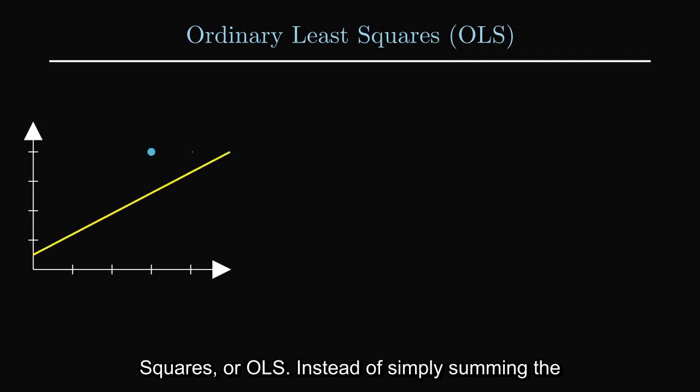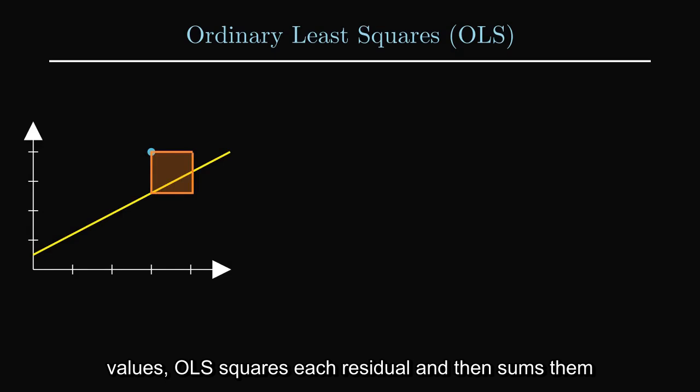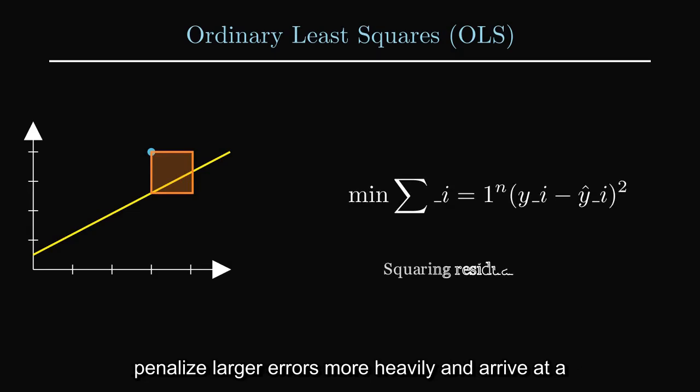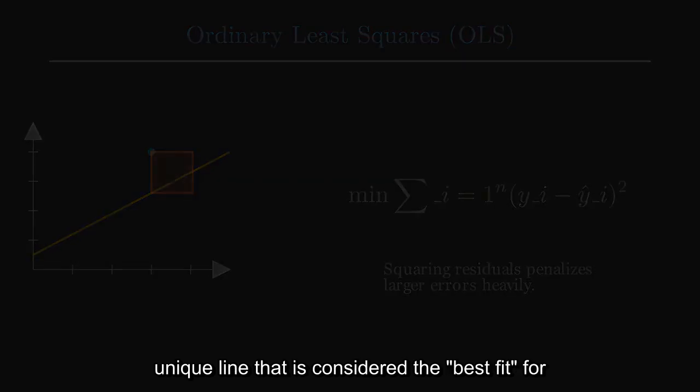Instead of simply summing the errors, which could cancel out positive and negative values, OLS squares each residual and then sums them up. By minimizing this sum of squared residuals, we penalize larger errors more heavily and arrive at a unique line that is considered the best fit for our data.